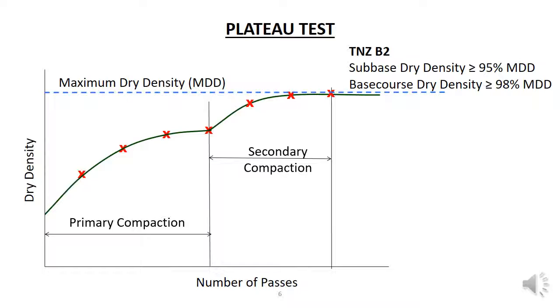So as mentioned, TNZ-B2 requires that the actual dry density after compaction be 95% of the maximum dry density set out in the lab test for subbases and 98% of the maximum dry density for base courses.